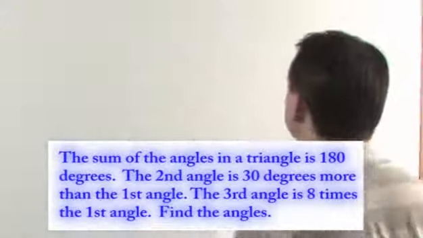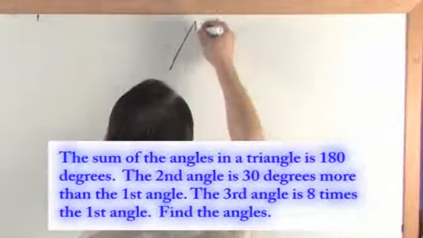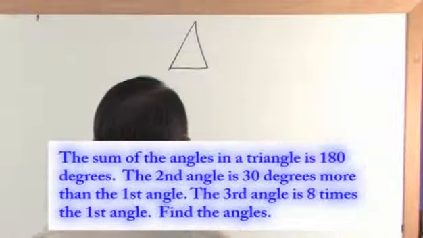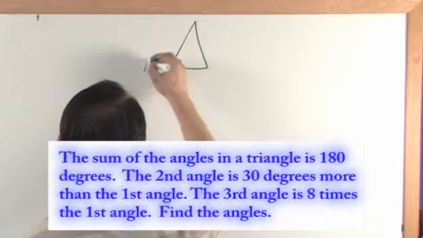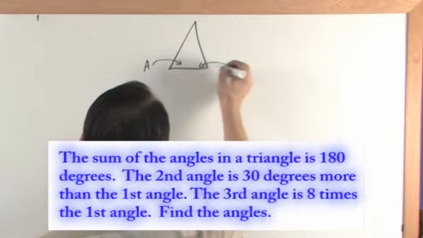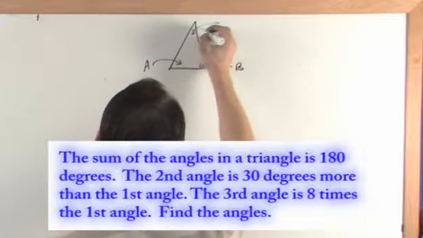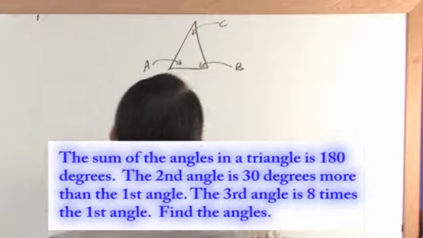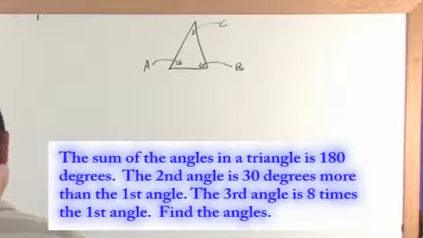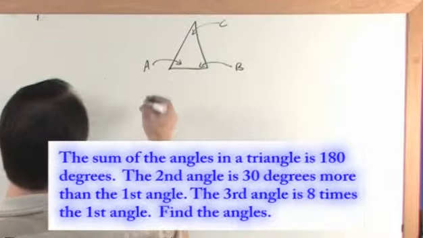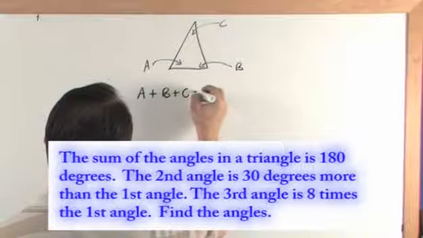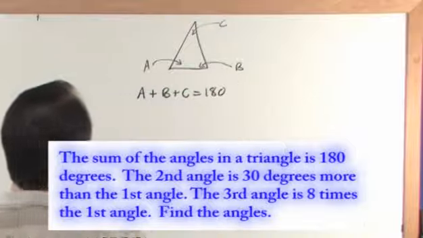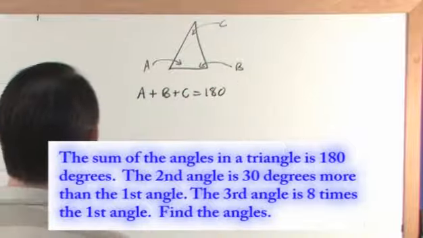So the first thing you need to do is realize that we're talking about a triangle. So we'll just draw a triangle. And I have 3 angles, and it sure would be nice to label them. So I'm going to label them A, B, and C. These are the 3 angles in the corners. And it says right here that the sum of the angles is 180 degrees. So that's exactly what I need. A plus B plus C is equal to 180 degrees.